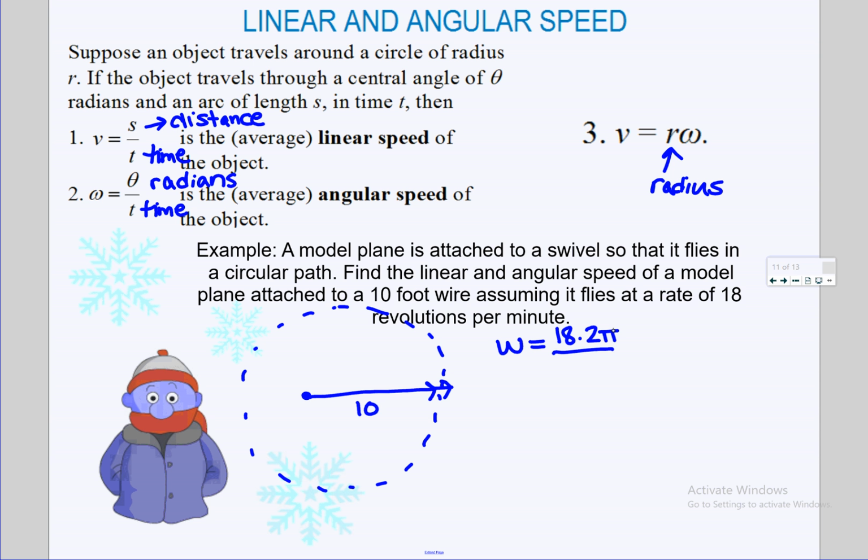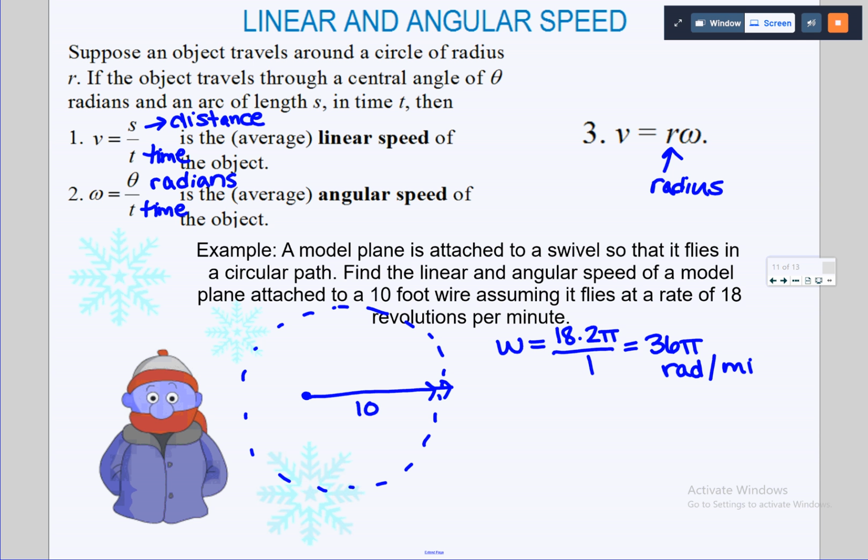That's my theta. And then how much time does it take to travel those 18 revolutions? 1 minute. 18 revolutions per minute. So 36 pi. And you can just leave it like that. We would label it radians per minute. It's always radians per whatever our time unit is. Here it's minutes. That's your angular speed.